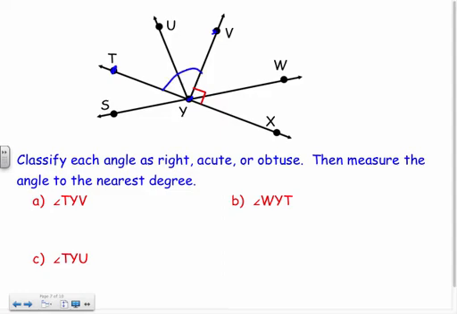Well, if I notice, this TX is a straight line, right? And that's 180 degrees, isn't it? And if I notice this right here is 90 degrees, so what's left? Well, this angle right here that I'm looking for also has to be 90 degrees, doesn't it? Okay, so I could have solved that one without even using a protractor. Let's go to the next one. Angle WYT.